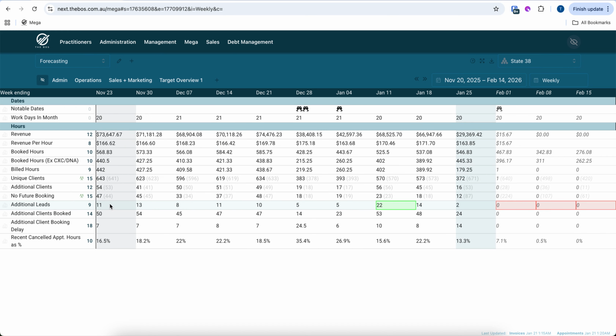You can see here prior to Christmas, or the end of last year, our no future bookings were actually around this 45, 33, 37, a lot higher. You can see coming into the new year, we've got a decrease in those numbers, which is fantastic to see. It means that people are getting booked in on their plans. But to predict that we're only going to get 12 is probably a little bit of an exaggeration on the performance of the team. So you may decide you want to go somewhere in the middle.